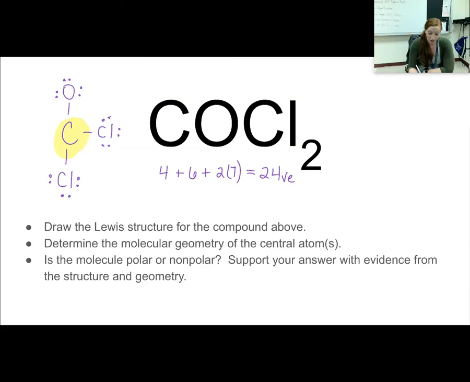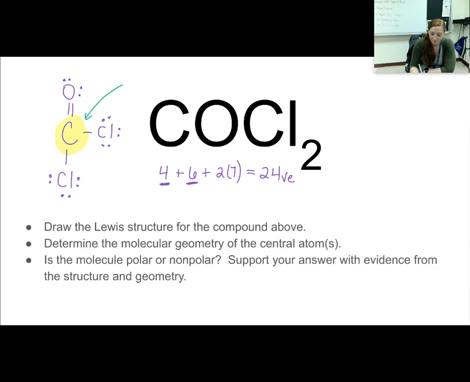We're going to, again, take one of the lone pairs from the oxygen and make it a double bond between carbon and oxygen. Again, this has to do with the number of valence electrons each of those has. So there's our completed Lewis structure. Let's look at geometry.